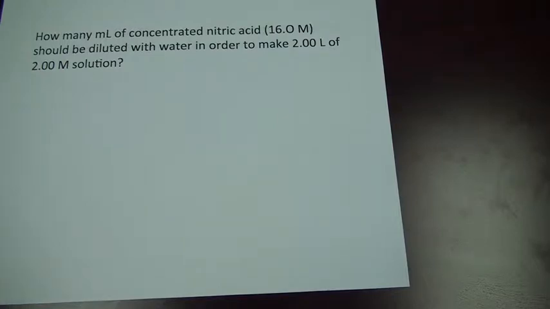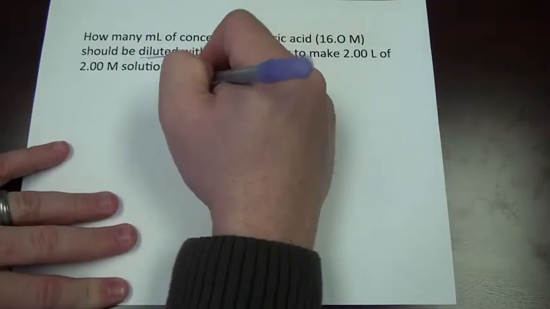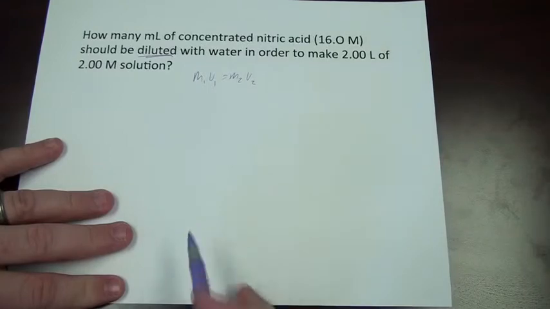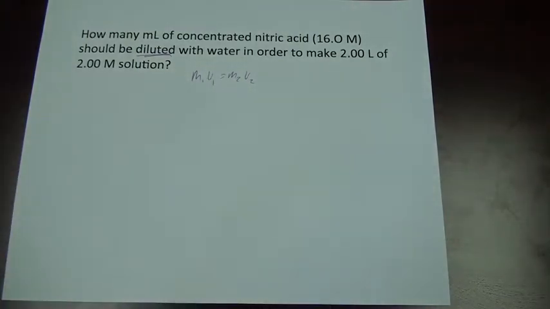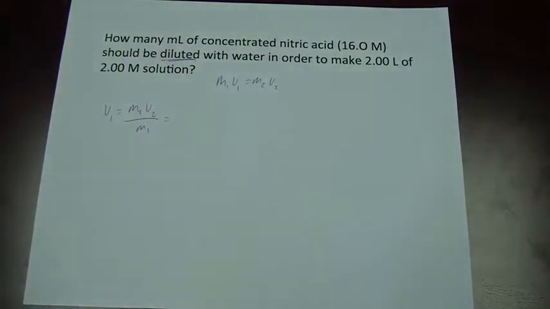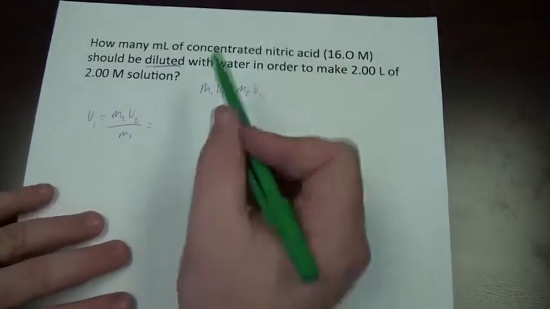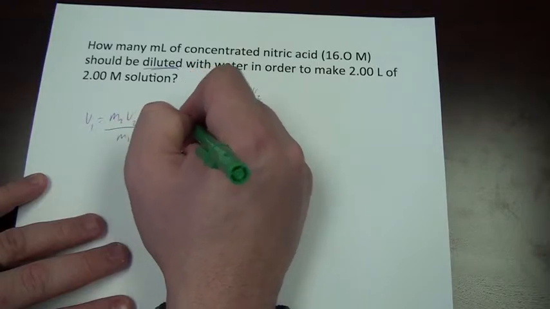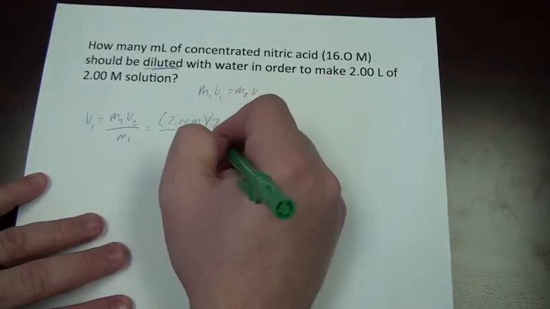How many milliliters of concentrated nitric acid, which has a concentration of 16 molar, should be diluted with water in order to make 2 liters of a 2 molar solution? Again, we use the term diluted, so we're going to use M1 V1 equals M2 V2. We want milliliters of this concentration, so we solve again for V1. V1 is equal to M2 V2 over M1, which is going to equal 2.00 molar times 2.00 liters divided by our initial concentration of 16.